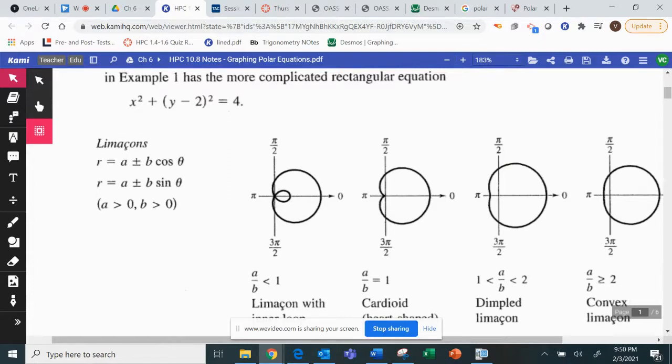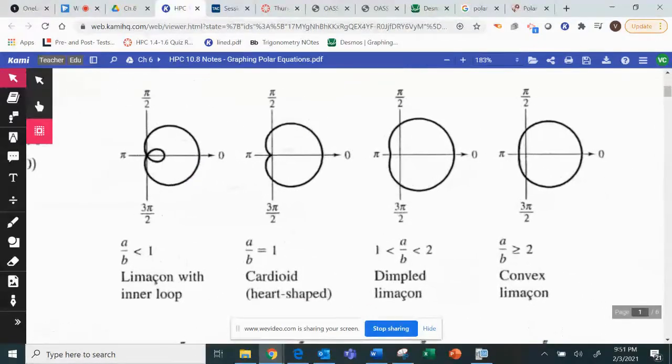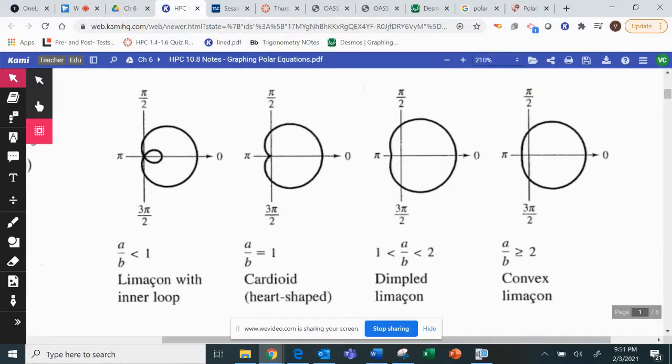And for this category, you will see that the a and the b values, which are just numbers, are either adding or subtracting with cosine or with sine. A and b both have to be greater than 0 for this to work. There's a few different graphs we can get from it. The first one would be if a over b is less than 1, we would have a limaçon with an inner loop, a limaçon with a loop.